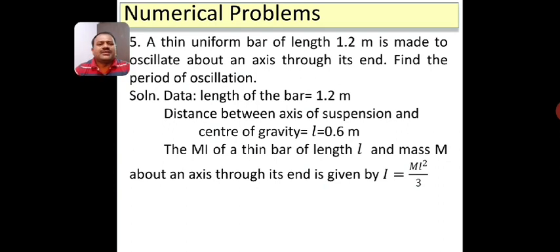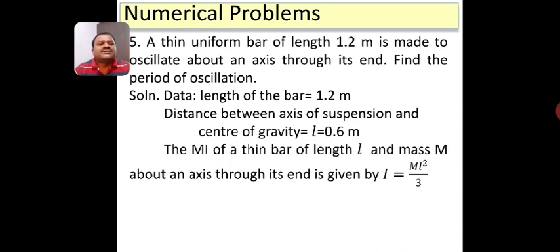The fifth problem: a thin uniform bar of length 1.2 meter is made to oscillate about an axis through its end. Find the period of oscillation. The length of the bar is given as 1.2 meter. Let us take it as capital L, which is not mentioned here. Distance between the axis of suspension and the center of gravity is equal to half of the total length, because the axis of suspension is at one end and the center of gravity will be exactly at the center. So therefore, l is equal to capital L by 2, which is equal to 0.6 meter.